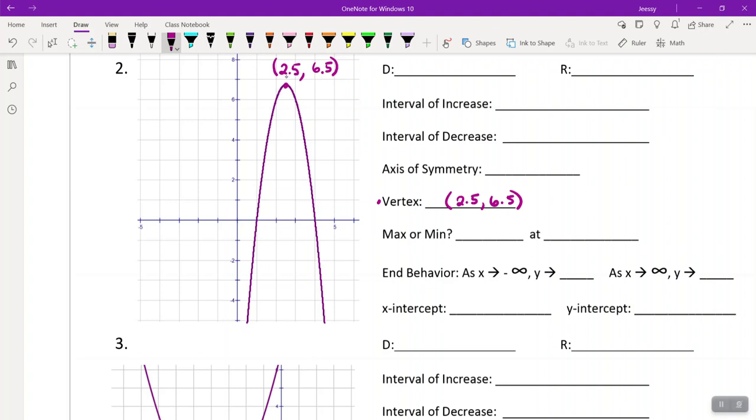Now the axis of symmetry is going to run down the middle at x equals 2.5. Clear? So x equals 2.5. Now you're going to think about your x-axis, right? This is 2.5 right here in the middle. This is negative infinity, and this one is positive infinity.